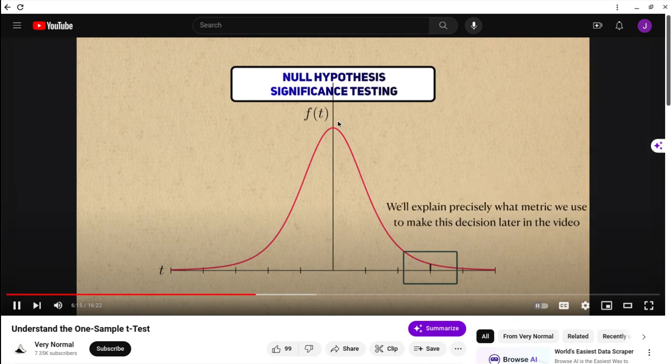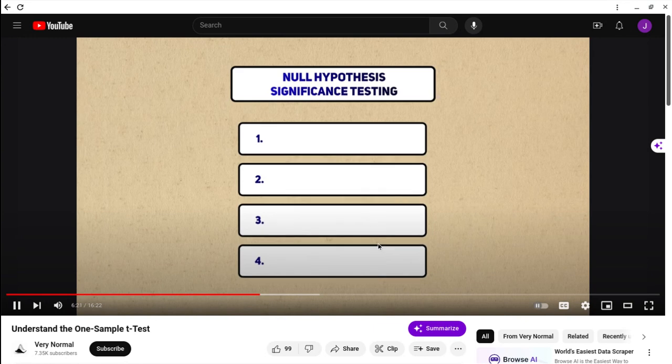We'll see exactly how we judge a test statistic to be likely or unlikely later in the video. That's a lot of ground we covered there, but here are the essential ingredients that we need to keep track of.